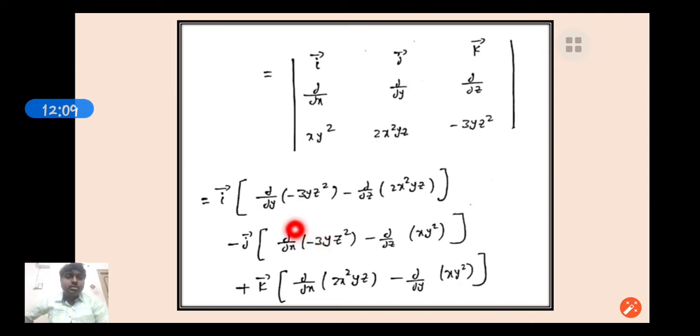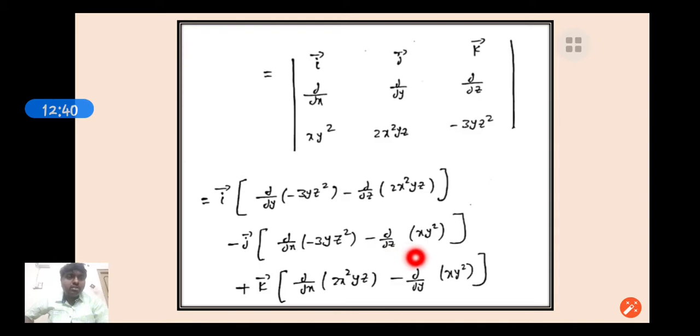Here the partial derivative with respect to x: there is no x in the given term, so the derivative of this one is 0. And here, dou by dou z of xy square, with respect to z, there is no z, it is constant, 0. The next one, dou by dou x of 2x square yz, with respect to x, y, z constants, and the derivative of 2x square yz is 4xyz.